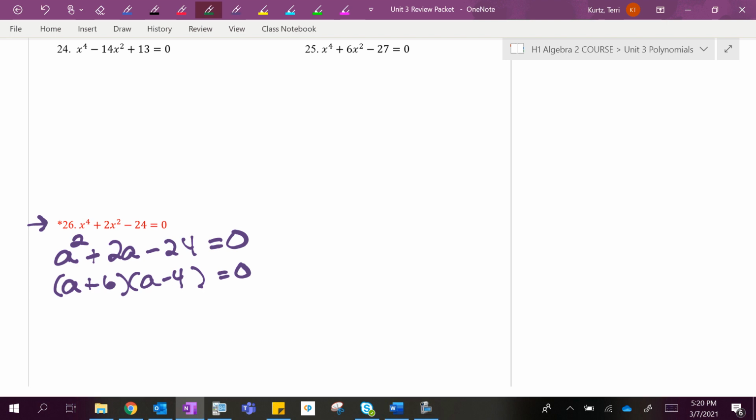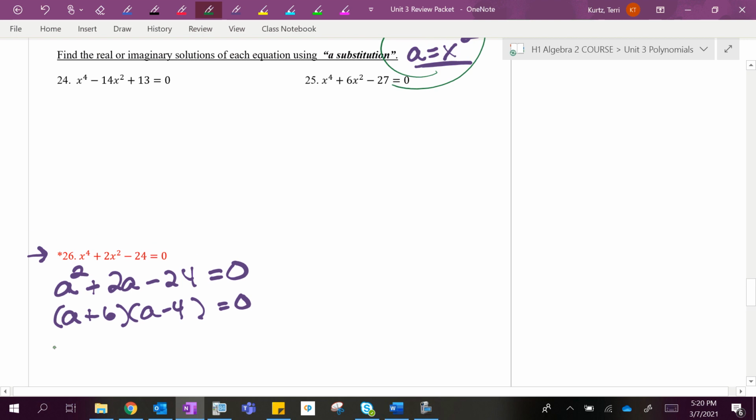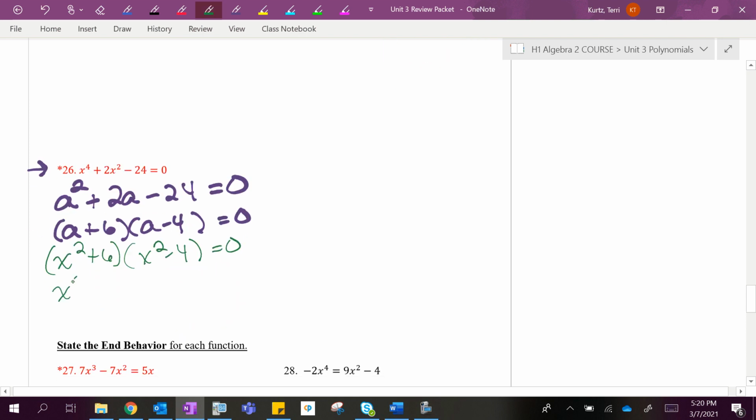Now I want to reverse the substitution and put it back to x squared. So now I have x squared plus 6 and x squared minus 4. I solve those, I get x squared plus 6 equals 0. I get x squared equals negative 6. I take the square root. x equals plus or minus i radical 6. Again, the i, because it was negative, and with 6, nothing can simplify.